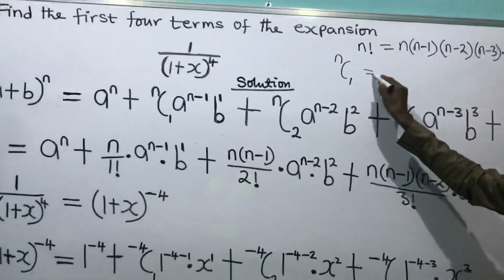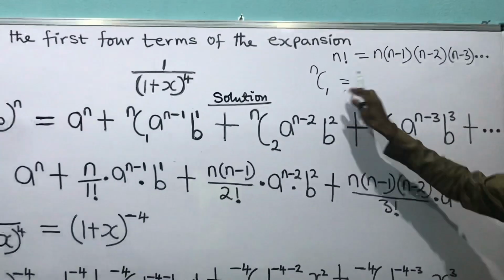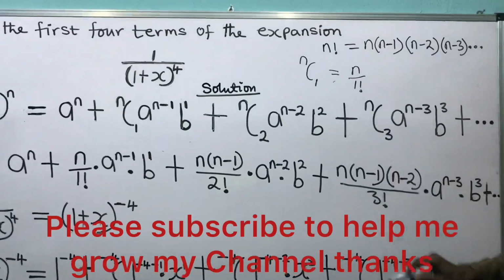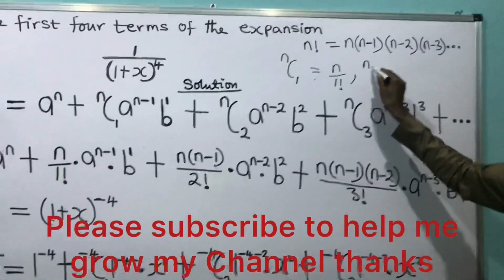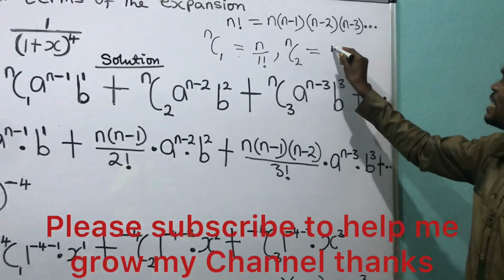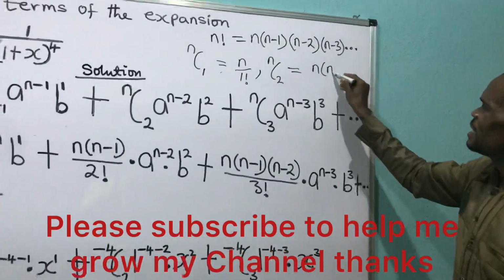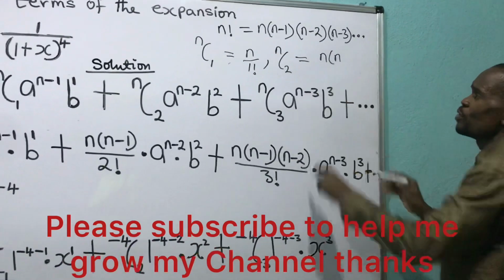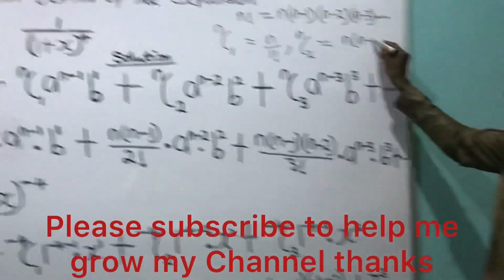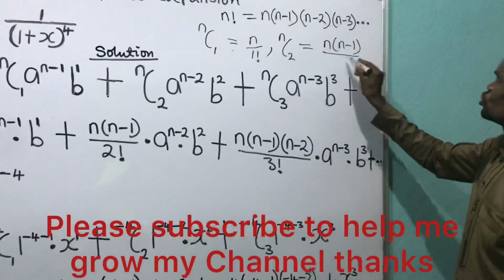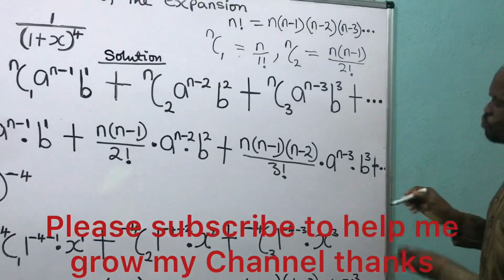That implies that this equals what? N over 1 factorial. Then what if I have N choosing 2? It means N into what? N. This 2 is telling me how many times this N will drop. N comes up and drops by 1. That means the first and second over 2 factorial. Have you seen what I'm talking about?